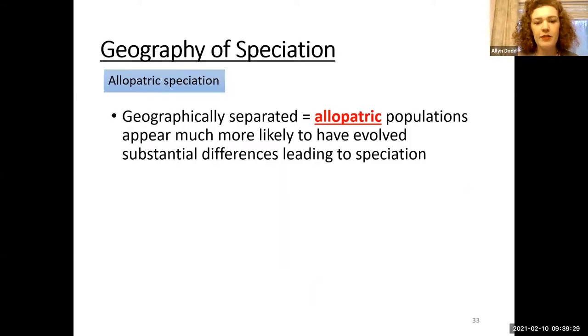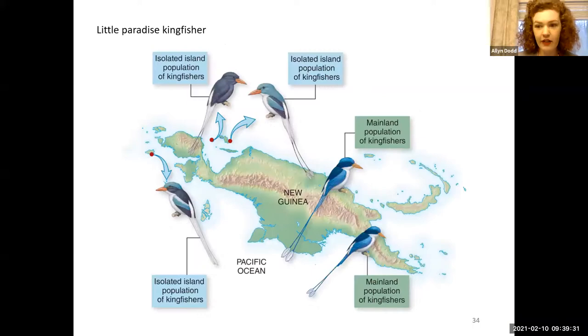So allopatric speciation, right? That geographic isolation can give rise to differences. A really nice example of this is the little paradise kingfisher. They're all one species. But you knew they weren't the same population because they don't live in the same place. So the mainland kingfishers are all very similar. There's not a lot of variation in their phenotype.